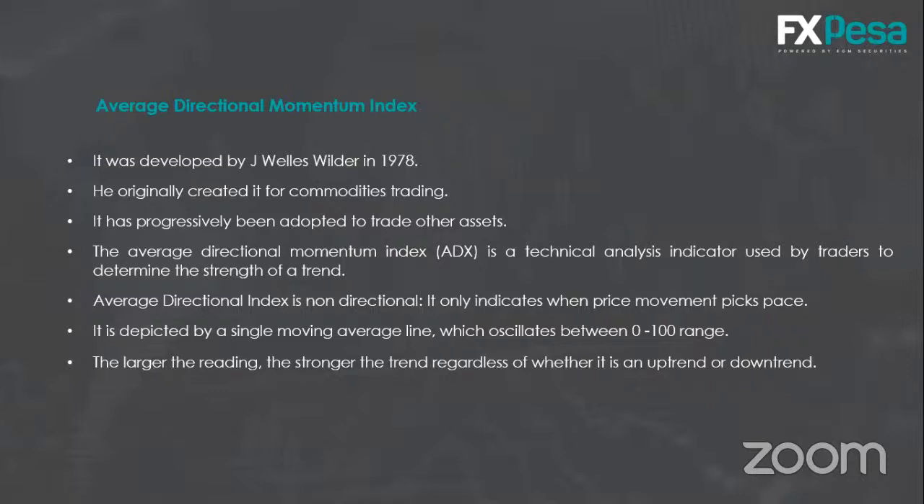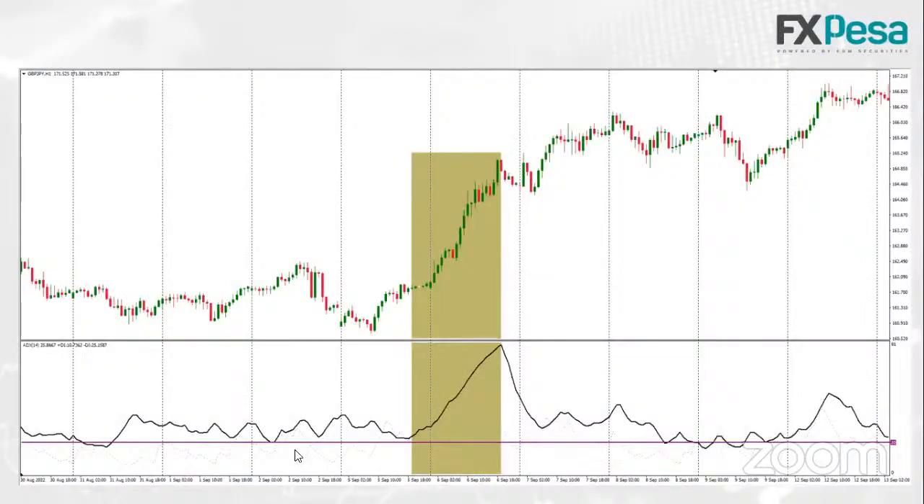So it is depicted by a single moving average line, and this line will oscillate between 0 and 100. So you basically have such a graphic. This is the line that we are referring to as ADX. If you check on the right side, you'll notice that you'll have some reading. The reading starts from a low of 0 all the way to 100.